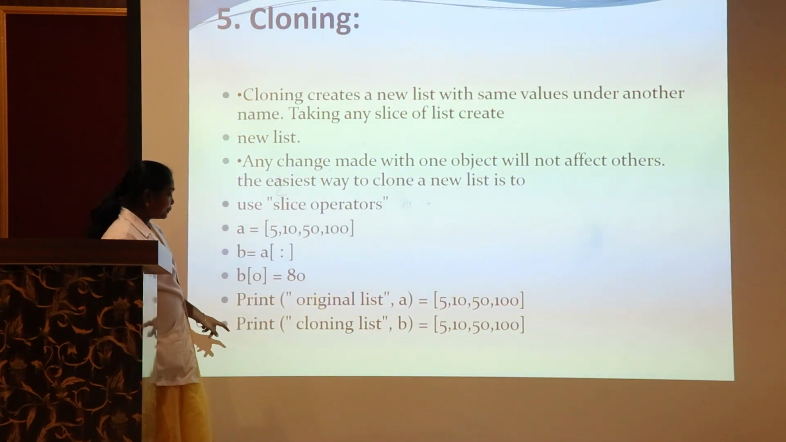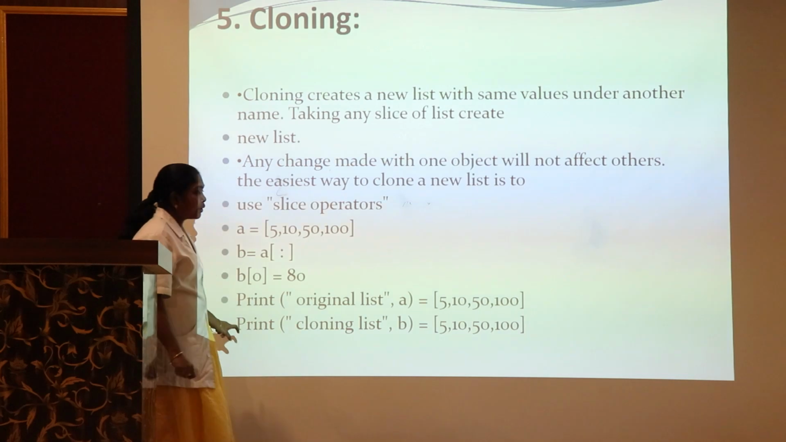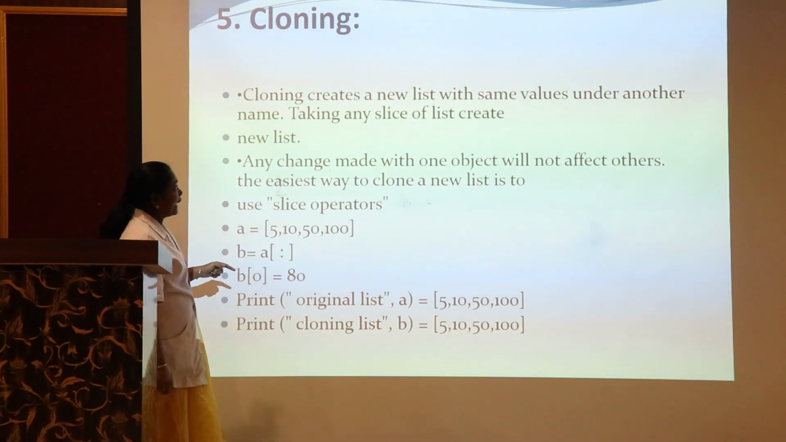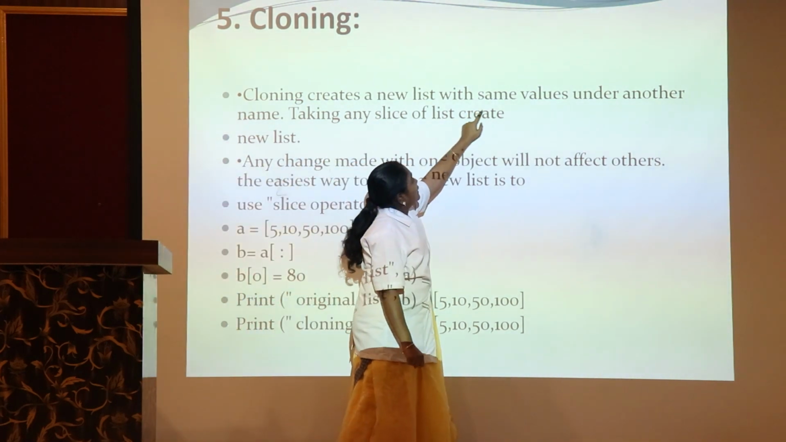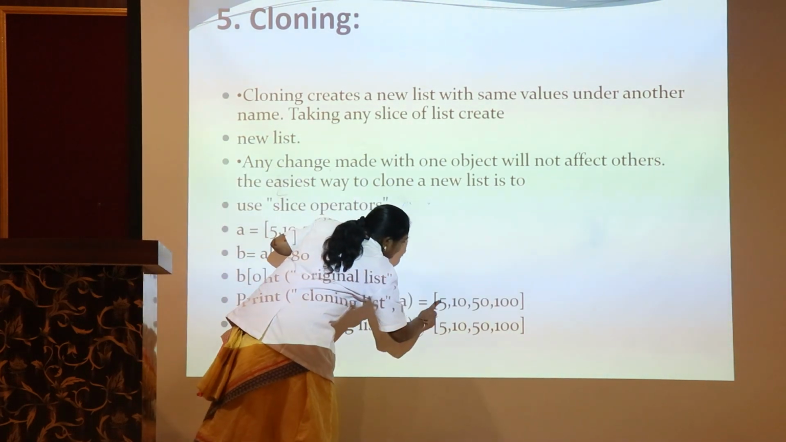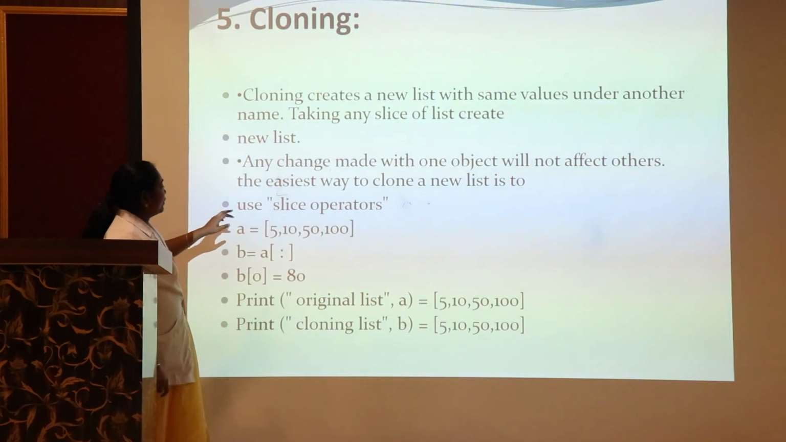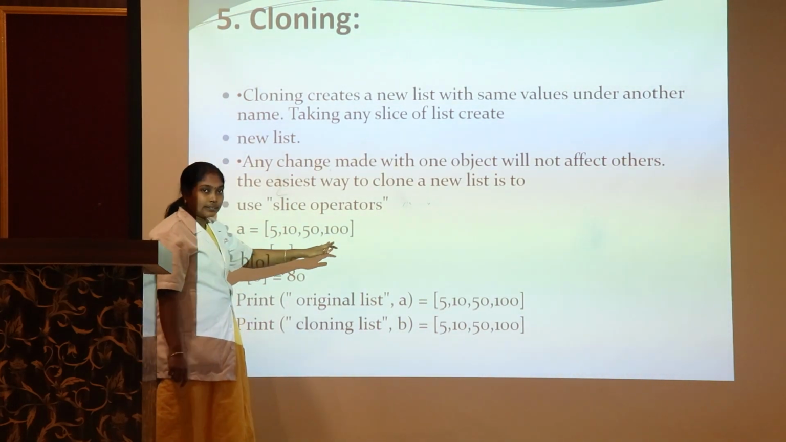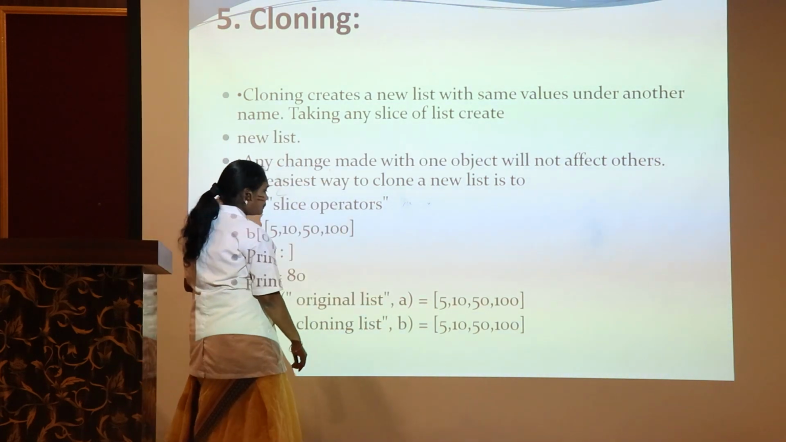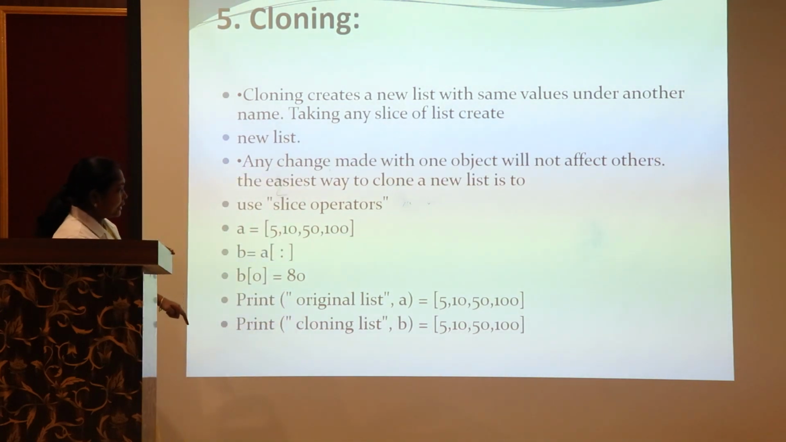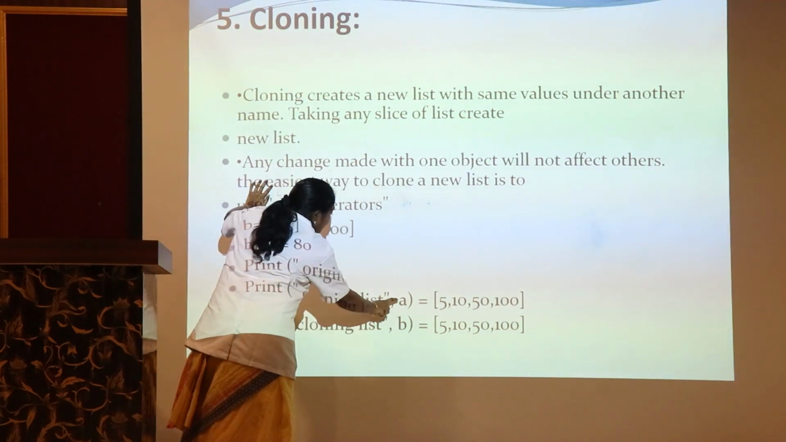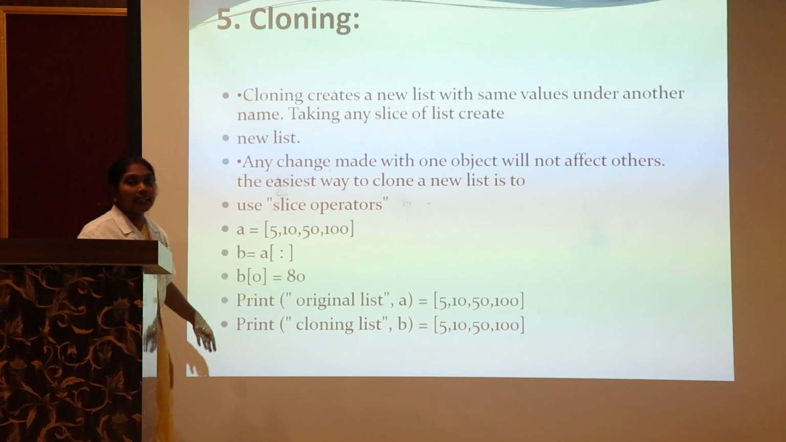Next, printing the cloning list. The cloning list creates a new list with the same values. The values are the same: 5, 10, 50 and 100. The same values can be assigned. The cloning list automatically changes, and the same values can be assigned to another list. For example, A and B, the same list can be displayed.